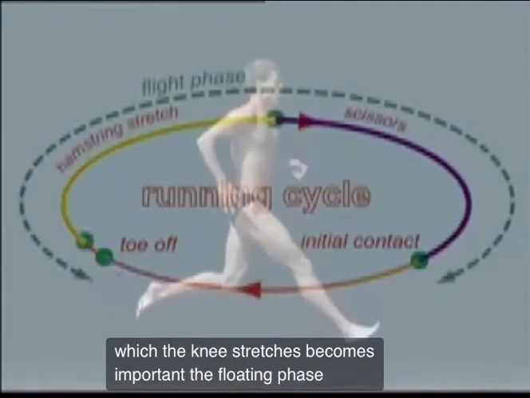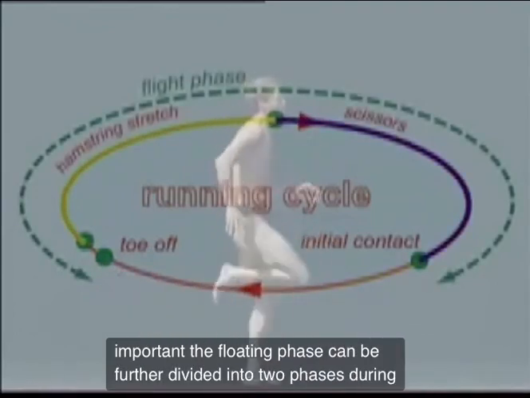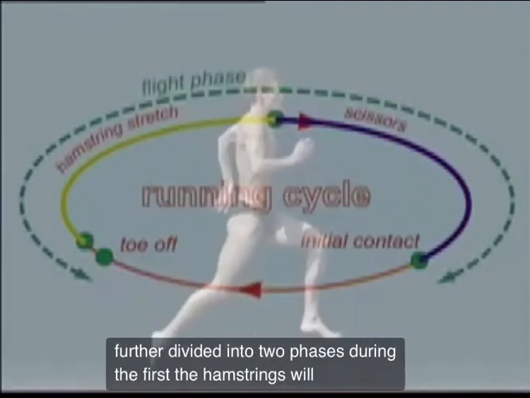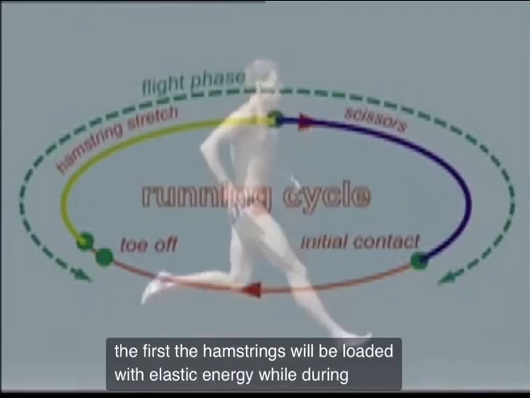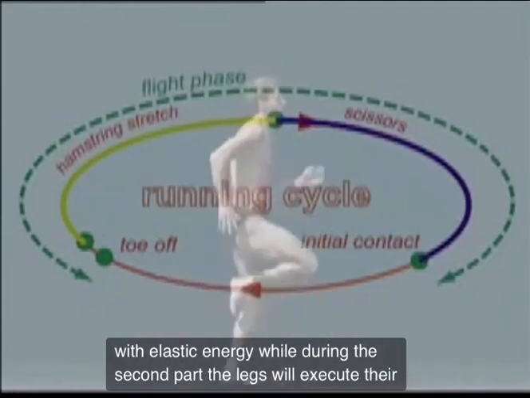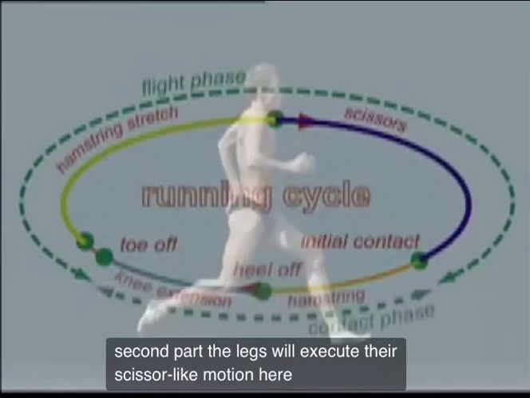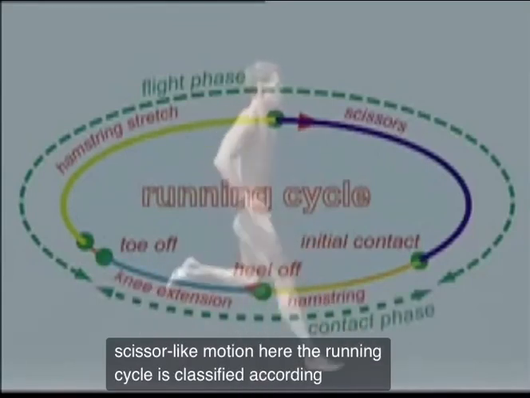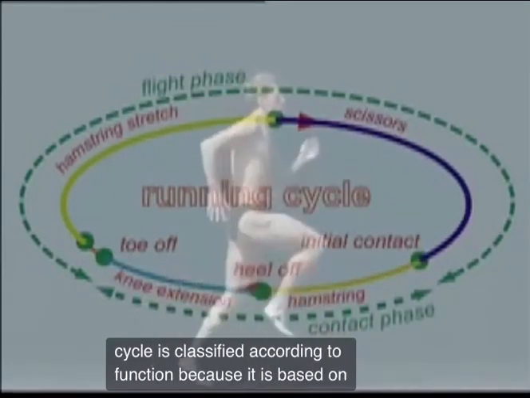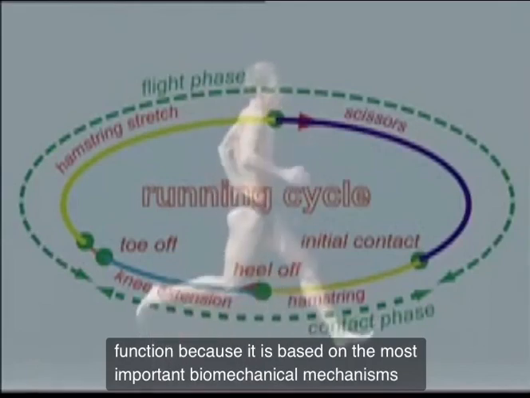The floating phase can be further divided into two phases. During the first, the hamstrings will be loaded with elastic energy, while during the second part, the legs will execute their scissor-like motion. Here, the running cycle is classified according to function because it is based on the most important biomechanical mechanisms that play a role.